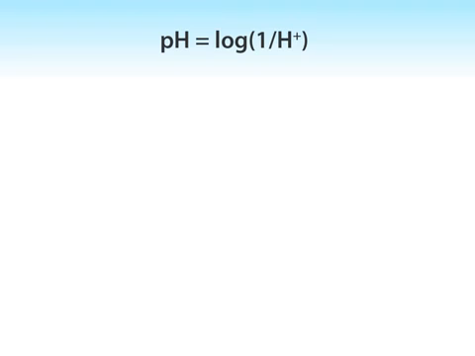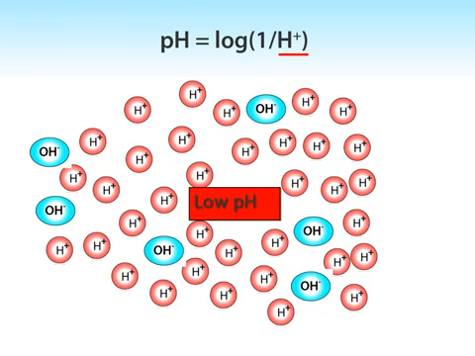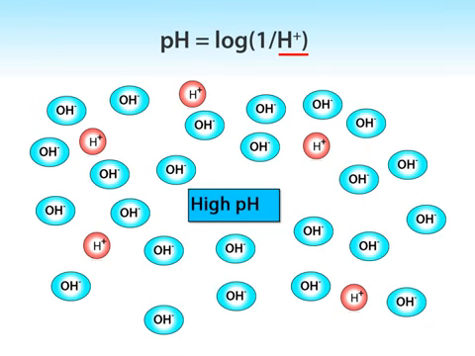pH equals the negative logarithm of the hydrogen ion concentration. This can be rewritten as 1 divided by the hydrogen ion concentration. Because the hydrogen ion is in the denominator, as the hydrogen ion concentration rises, the pH falls. At a low pH, there is a high concentration of hydrogen ions. As the pH rises, hydrogen ion concentrations fall.